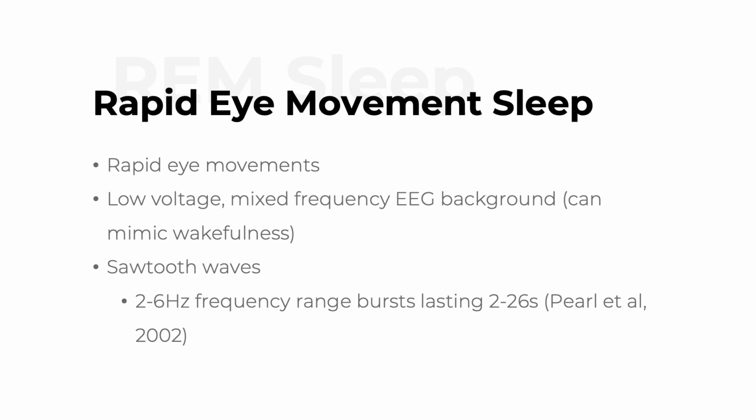All right, now we're reaching REM sleep, or rapid eye movement sleep. This is the final stage of sleep as you progress through the stages of sleep. This is when you're dreaming. You typically get a low voltage mixed frequency EEG background that can look quite similar to the background in wakefulness. It also has distinctive sawtooth wave frequencies, which are these 2 to 6 hertz bursts. And you'll see these quite well once I point them out to you in a second here.